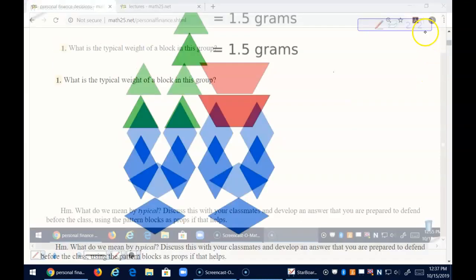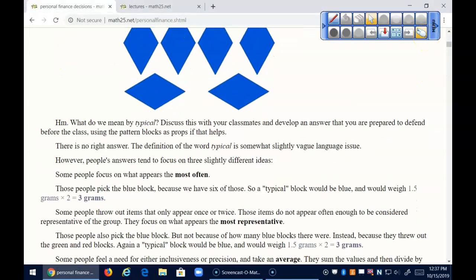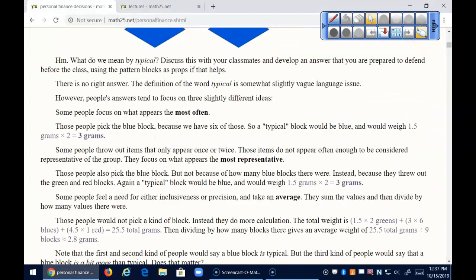Whoops, I need to go back over here. Okay, is this big enough to read in the back? So, some people focus on what appears most often. And this argument I actually didn't hear from you. That they say the blue block appears most. We have 6 of those, right? So they must be what's typical. That means 3 grams because the blue block is 3 grams.